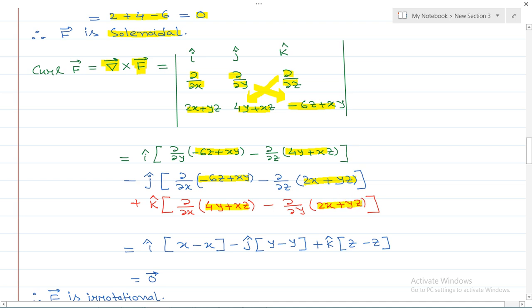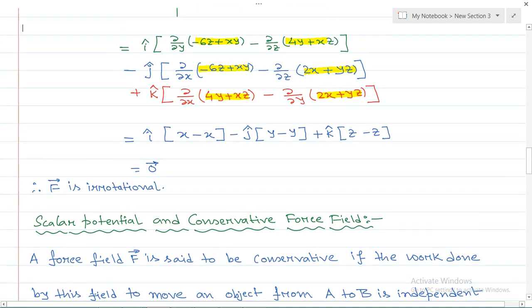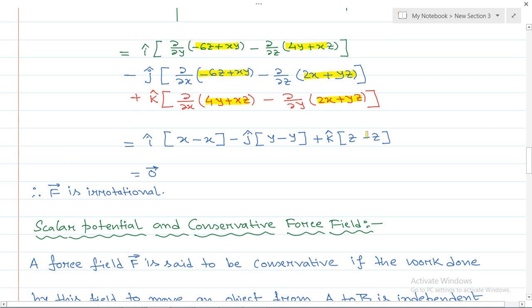So whenever we do the partial derivative, all of you can see that i cap along with the coefficient is coming x minus x, j cap with y minus y, and k cap with z minus z. So definitely these all are getting cancelled out, and we are having the result as a null vector. Therefore F is becoming an irrotational force field.